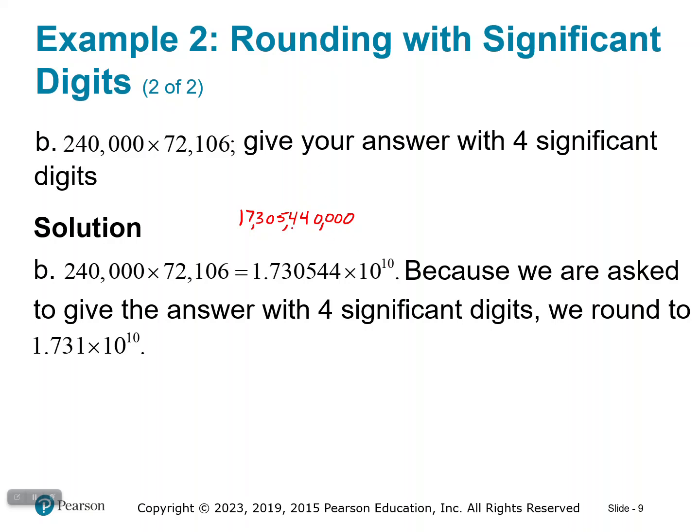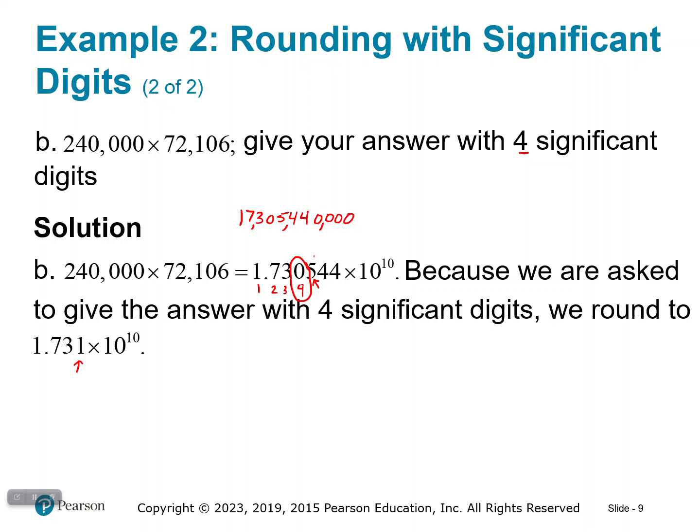So the first thing we did is we took this calculator number and converted it to scientific notation. We want 4 significant digits. We have 1, 2, 3, 4. Because that 4th one is a 0 and next to it is a 5, we'll round it up to a 1. All right, 1.731 times 10 to the 10th.